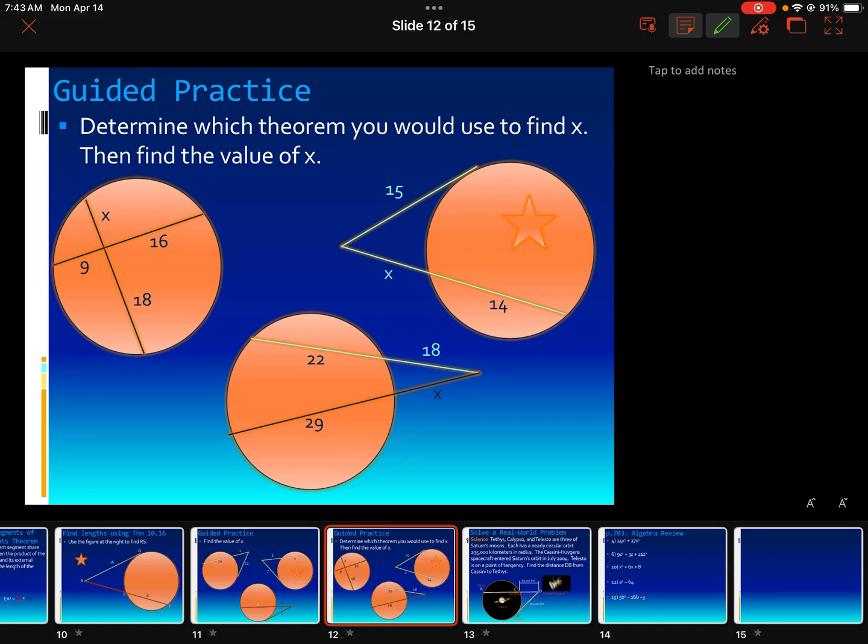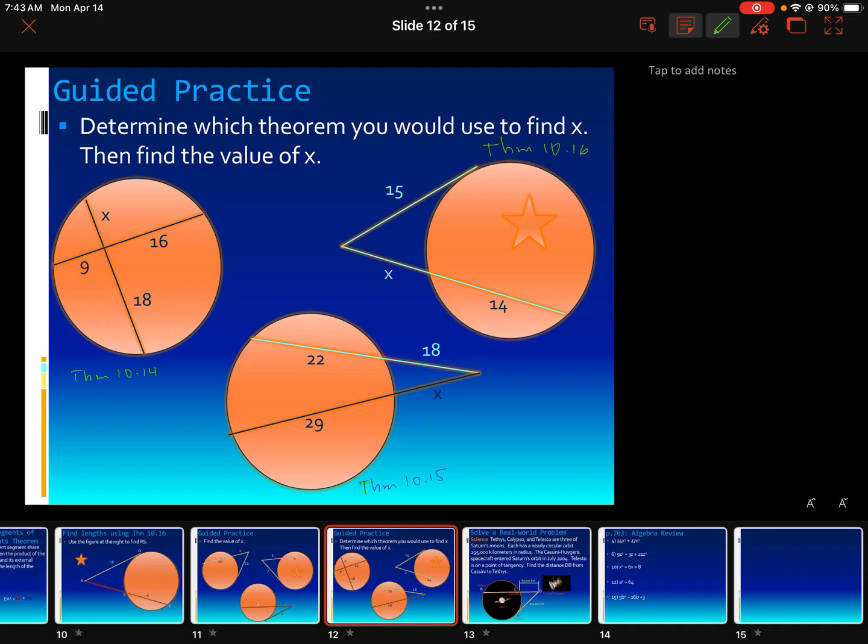All right, let's make sure we know the difference with our theorems. That's theorem 10.14. You can't see that green down here. This is theorem 10.15. And this guy up here is theorem 10.16. Let's see if we can solve all of these.